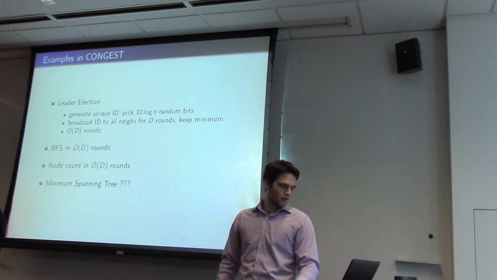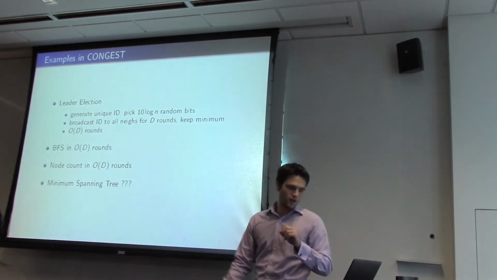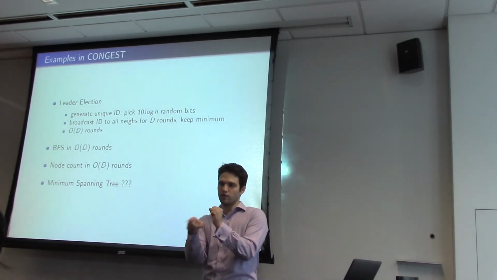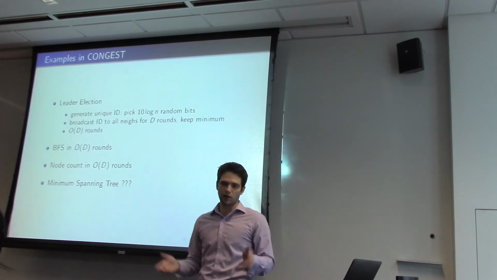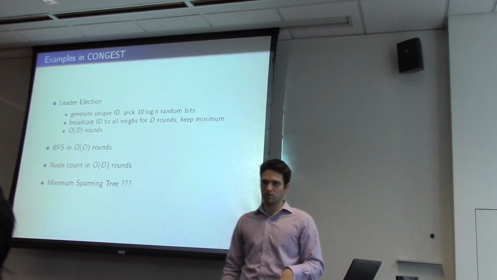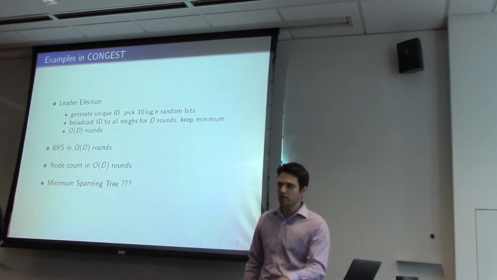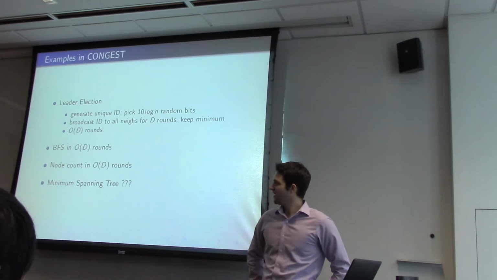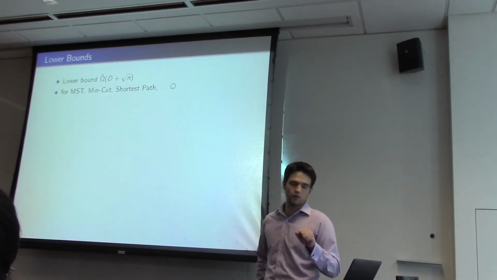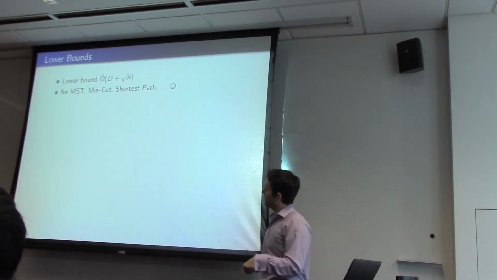Okay. So similarly, you can construct a BFS tree in diameter rounds. So every node will know which of its incident edges are part of the tree, or you can compute the exact number of nodes in D rounds. But the question is, can you do the same thing for the minimum spanning tree? And the answer is surprisingly no, you cannot. It's much more difficult. Surprisingly, there is a lower bound for the minimum spanning tree problem.